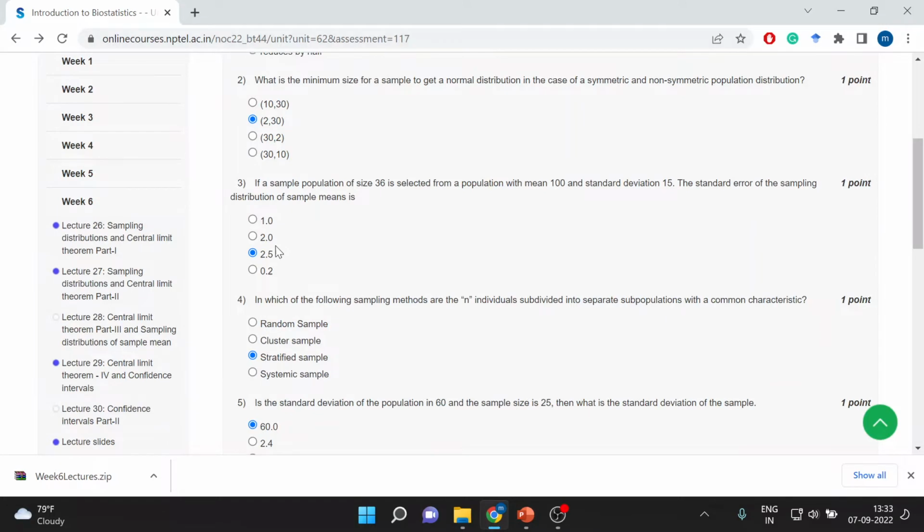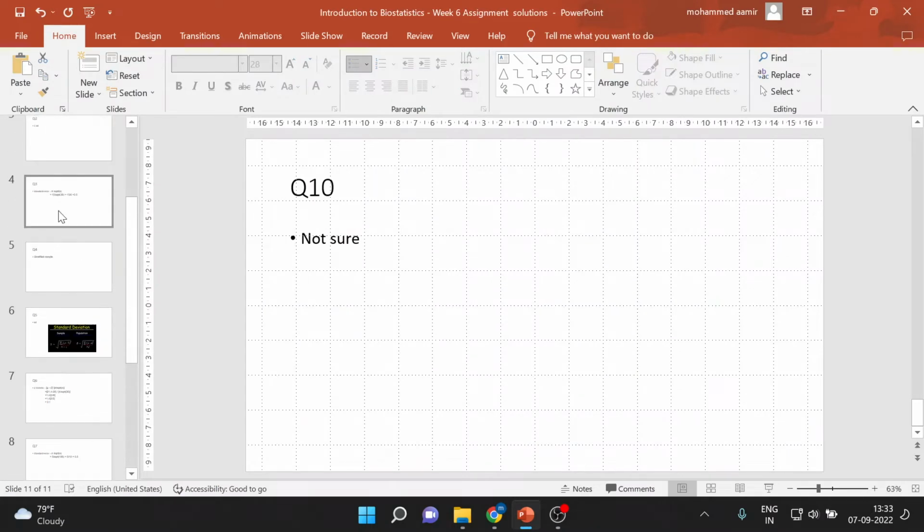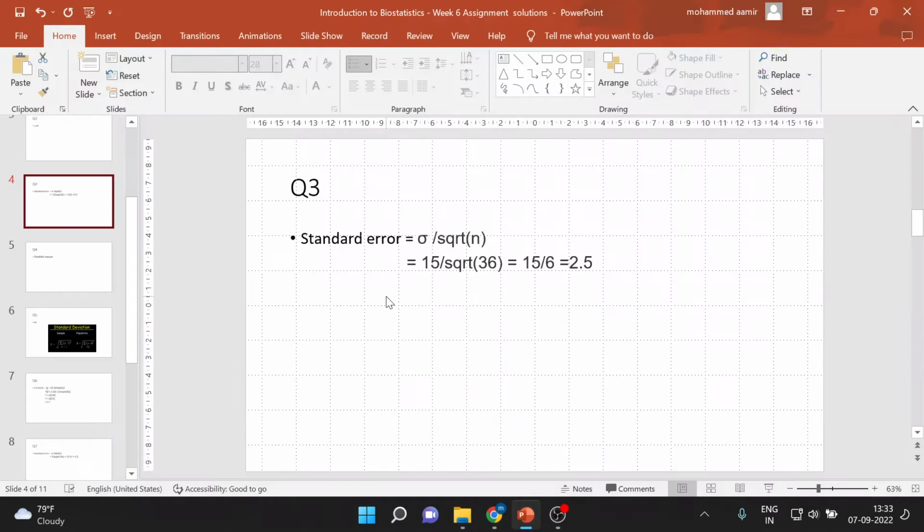Okay, next question is, if a sample population of size 36 is selected from a population with mean 100 and standard deviation 15, what is the standard error of the sample means? For this, all you have to do is use this formula. The standard error of the distribution of sample means is nothing but sigma by square root of n, where n is the sample size and sigma is the standard deviation.